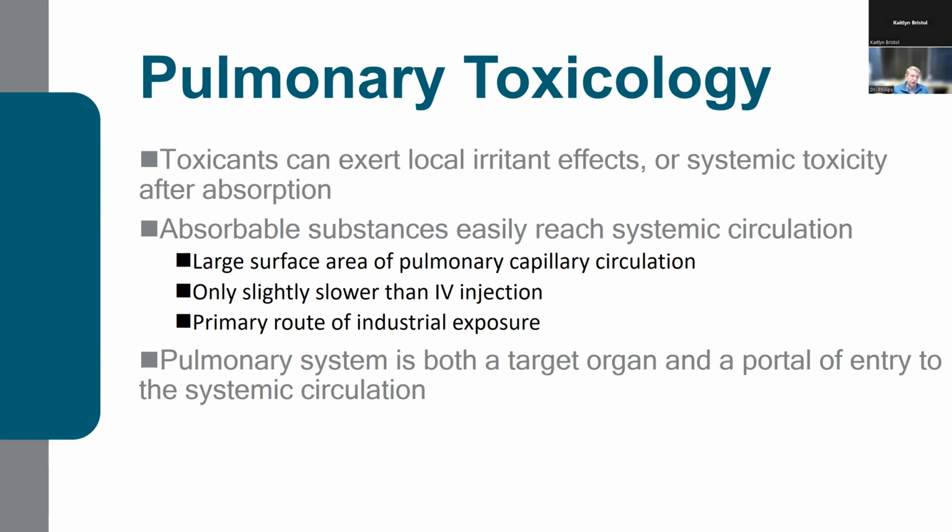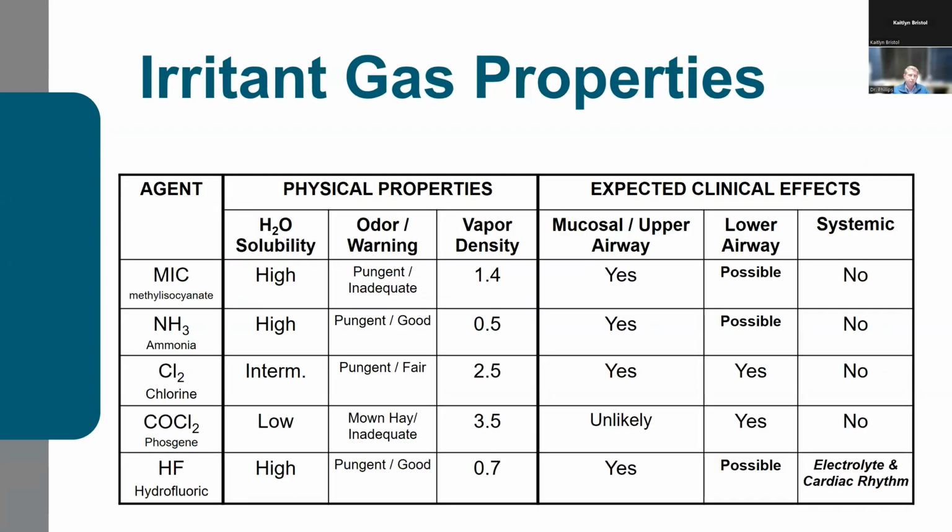So inhalation, of course, is the primary route of industrial or accidental exposures, either in the workplace or an accident site. And the pulmonary system, you need to think about this as a target organ of toxicity, as well as a portal of entry into the systemic circulation for other substances that may get into the body.